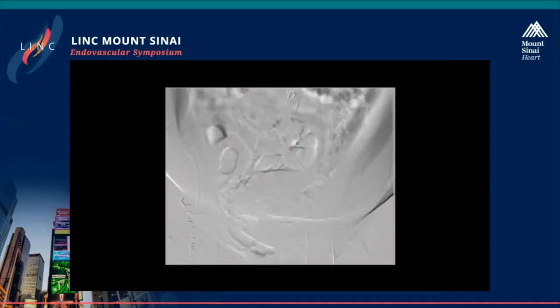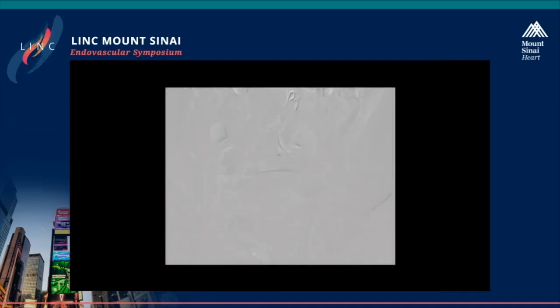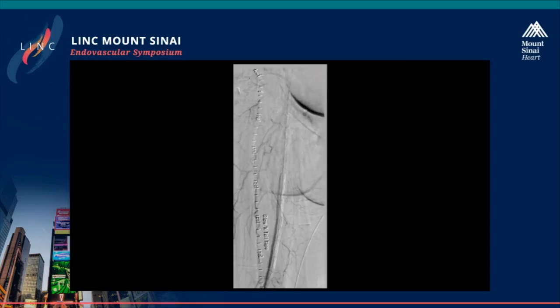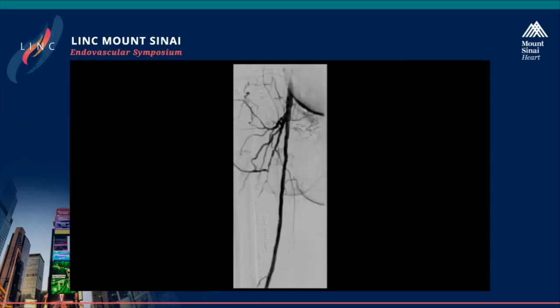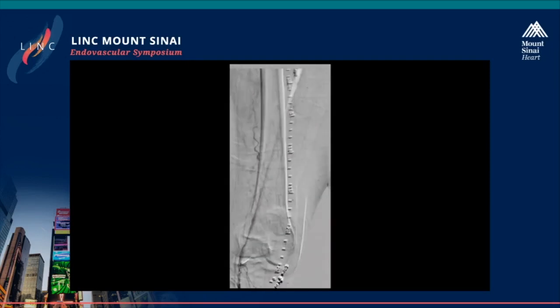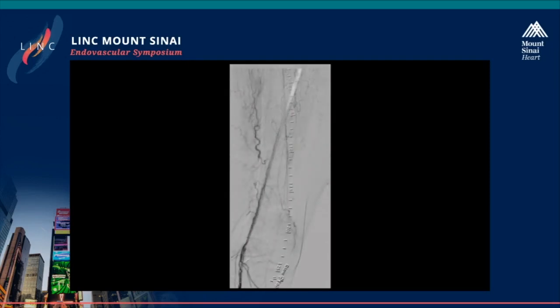Next slide, please. Her angiogram reveals that her iliac system is without significant disease. Next slide. You can see that she's undergone previous intervention of the SFA, and the proximal to mid SFA has just mild disease. Next slide. Further down, the mid to distal SFA also just has mild disease. Next slide. And again, at the popliteal level, just mild disease. Next slide.